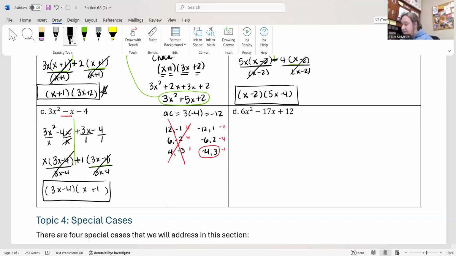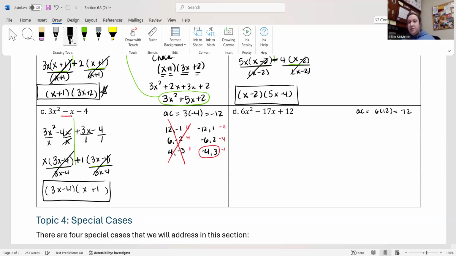Okay, so last up, again, you can FOIL part C to see if everything works out if you want. Pause the video. All right, for part D, we have 6x squared minus 17x plus 12. There's no common factor, so we need to do the AC method. So A times C is 6 times 12, which is 72.